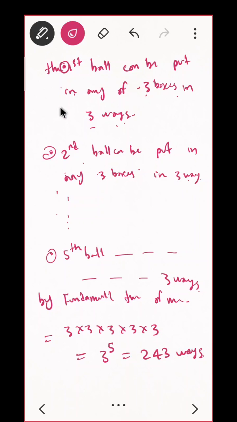Try to do only 2 at a time. Suppose you are having 2 balls. For putting the first ball, you are having 3 choices. So let me put it in one of them. So the first ball is done. For the second ball, again you are having 3 choices. So the total number of ways will be 3 into 3. That's it. That was quite easy. Yes? Is that okay? Good.